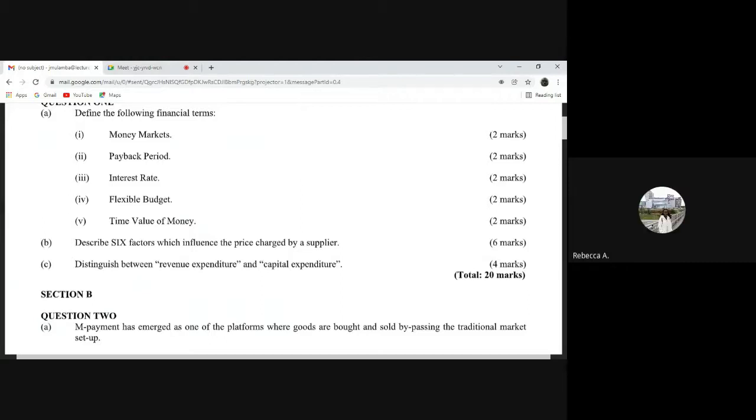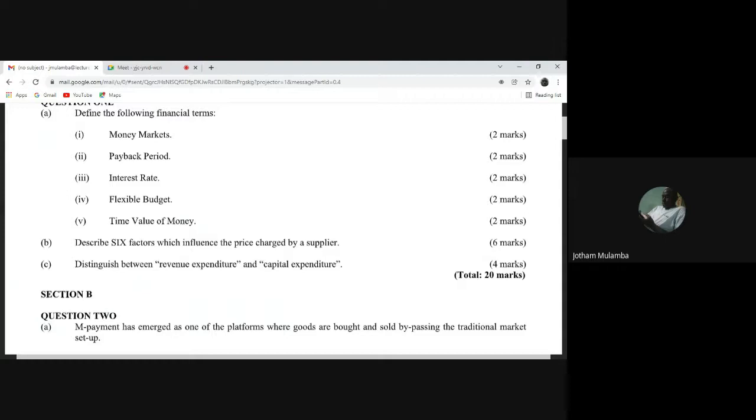We said the volume of the items. Yeah, the volume of items. The more the items, the lower the price. There's also season. There's off season and on season. When it's off season, it's expensive compared to when it's on season. There's also transport. If a commodity requires a special kind of transportation means like refrigeration and all that, so more money is charged.